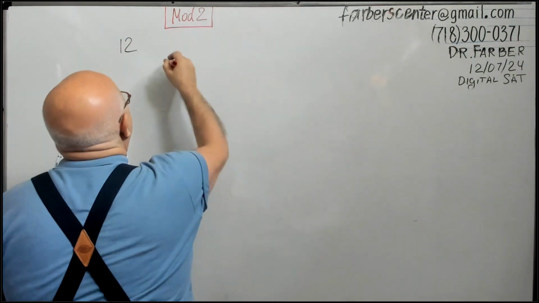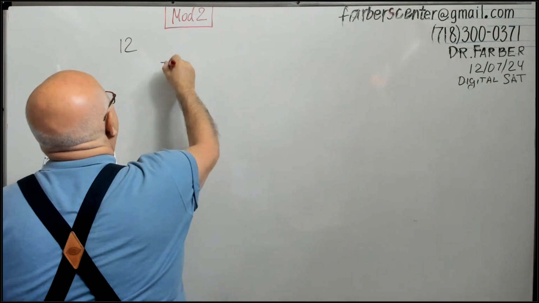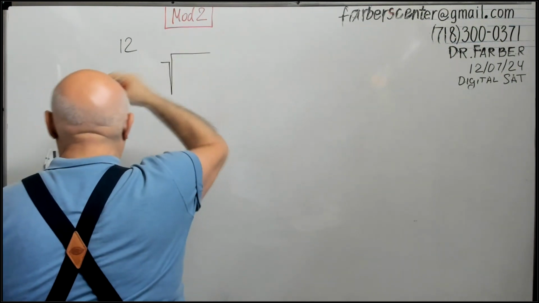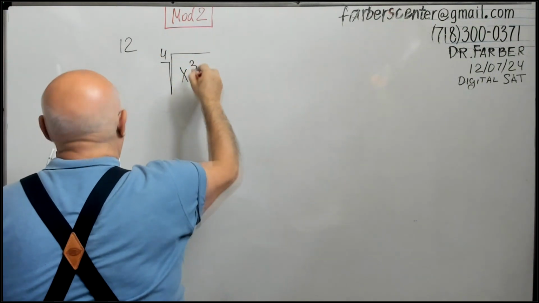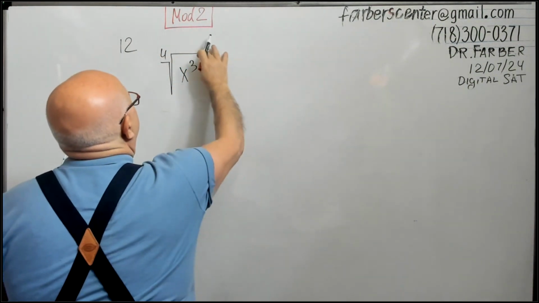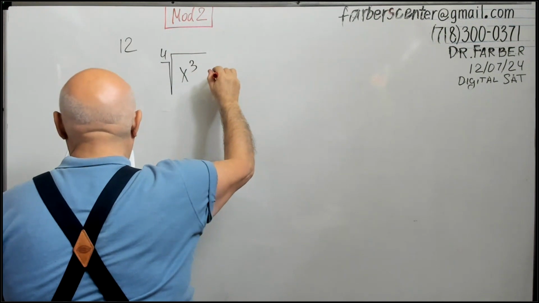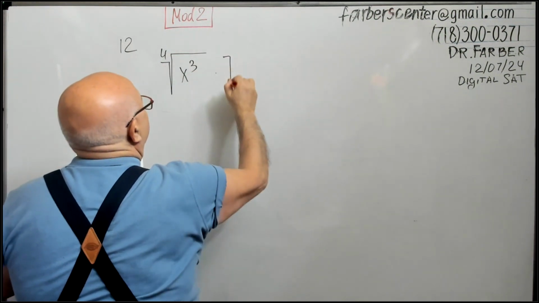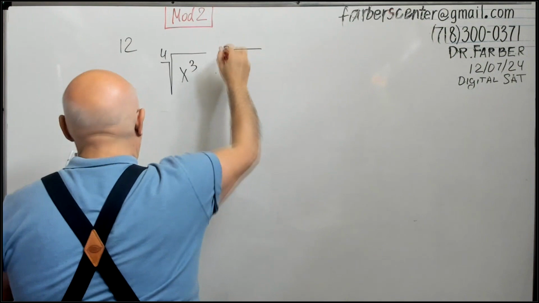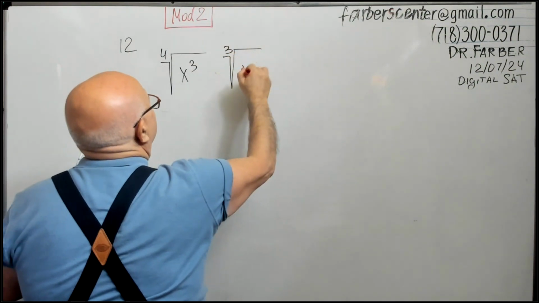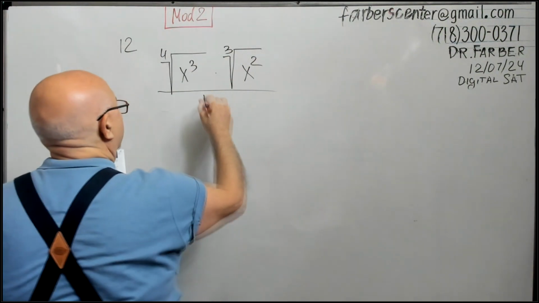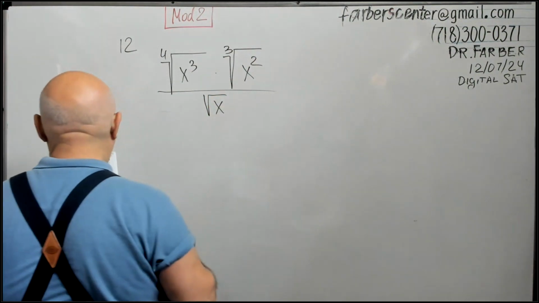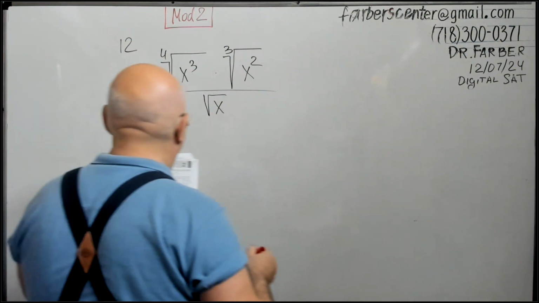We have, what is it? The fourth root of x cubed times the third root of x to the second, divided by the square root of x, and this equals x to the power m.